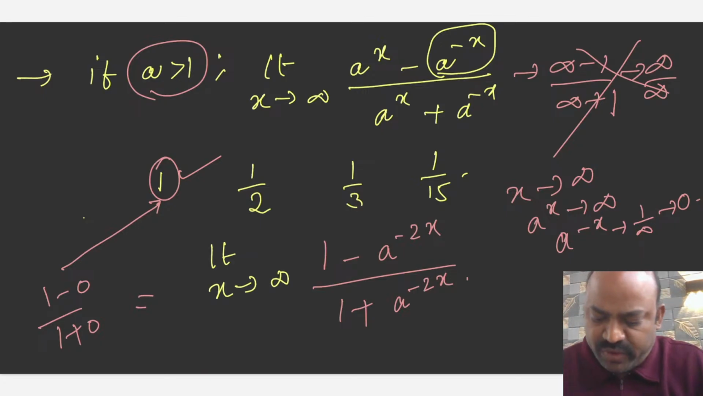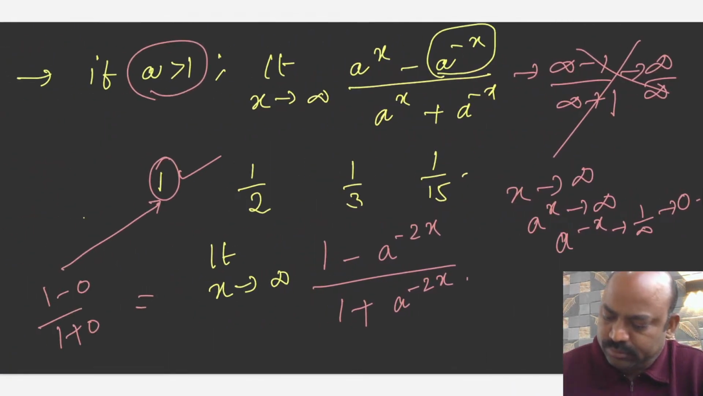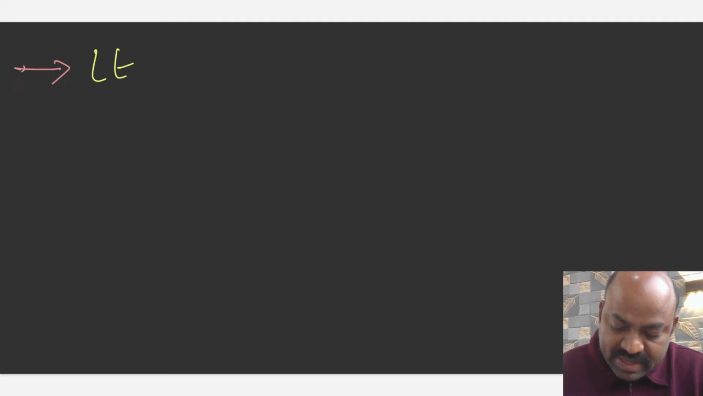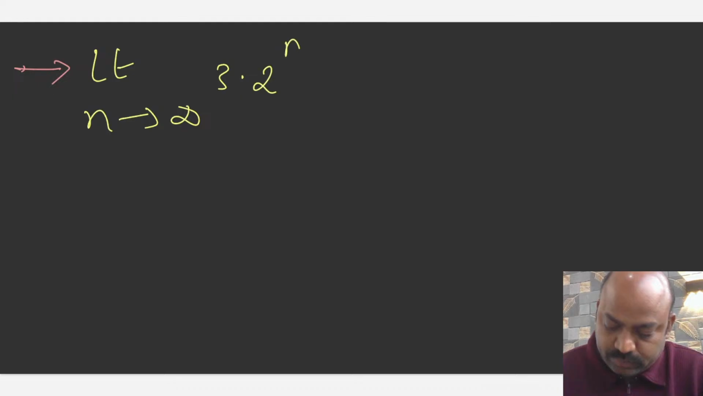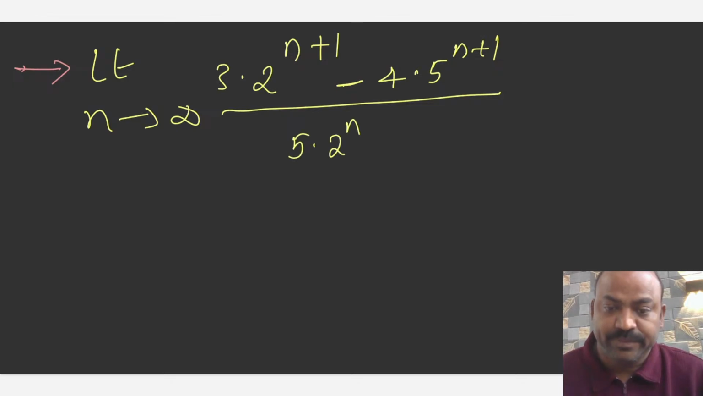I'll give you one more beautiful question. Question is, limit as n tends to infinity of (4 into 5 power n plus 1) by (5 into 2 power n plus 7 into 5 power n).